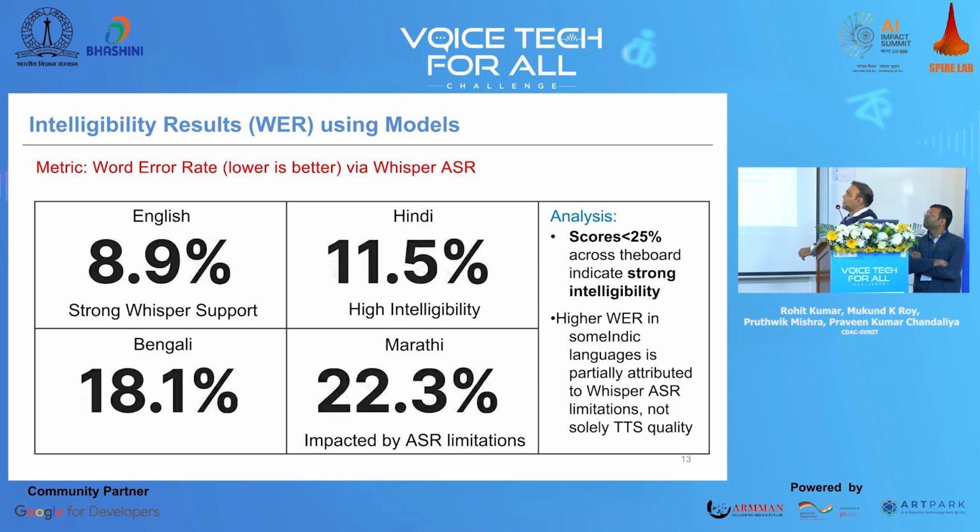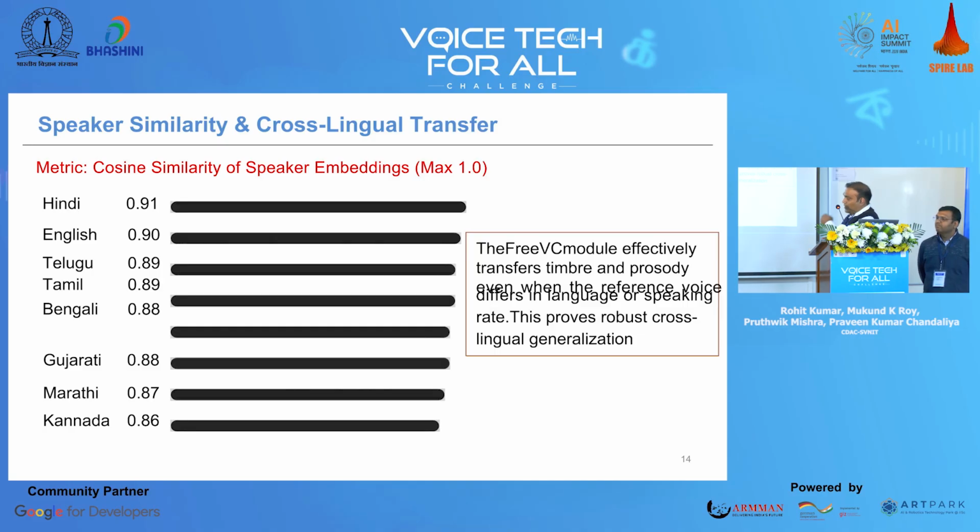This can be attributed to Whisper ASR having only a little support for other Indian languages. Yes, and this speaker similarity means the reference clip that was given to us and the synthesized voice, how similar they were. As you can see, the cloned voice is almost 86 to 91% the same. So we can say the FreeVC module effectively transferred timbre and prosody.